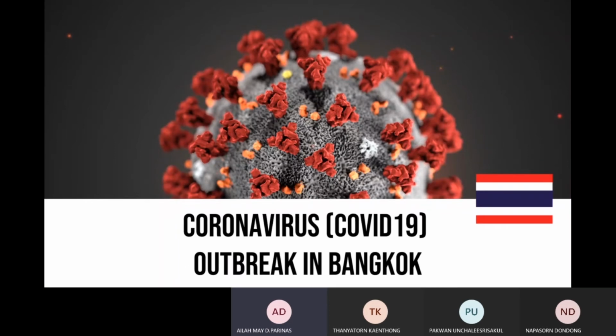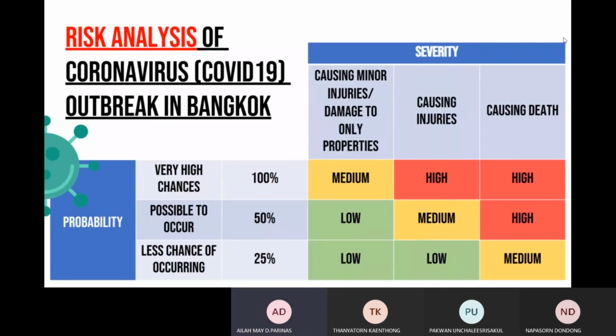Okay, next slide, please. Okay, so risk analysis of the coronavirus COVID-19 outbreak in Bangkok. This is the same table that we used for the shooting in Bangkok, Thailand. It also has the probability, very high chances, possible to occur, or less chance of occurring, and the severity of the situation, which are causing minor injuries or causing greater injuries or causing death. When we calculate the probability and the severity of the situation, we can then know if it is a low risk, medium risk, or a high risk. Okay, next slide, please.